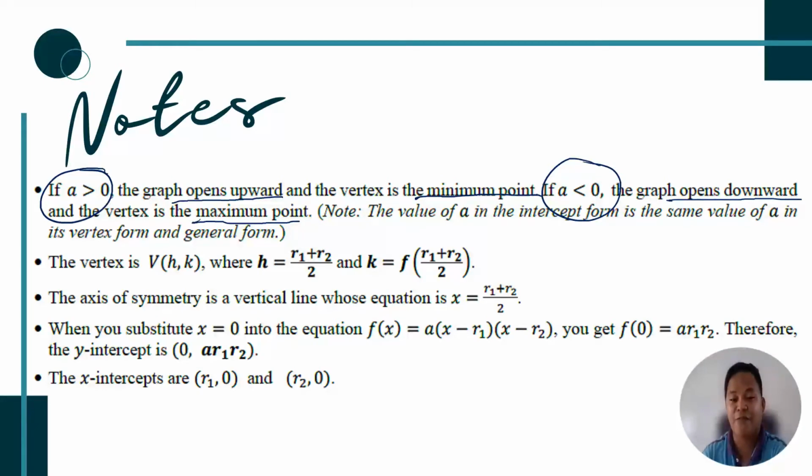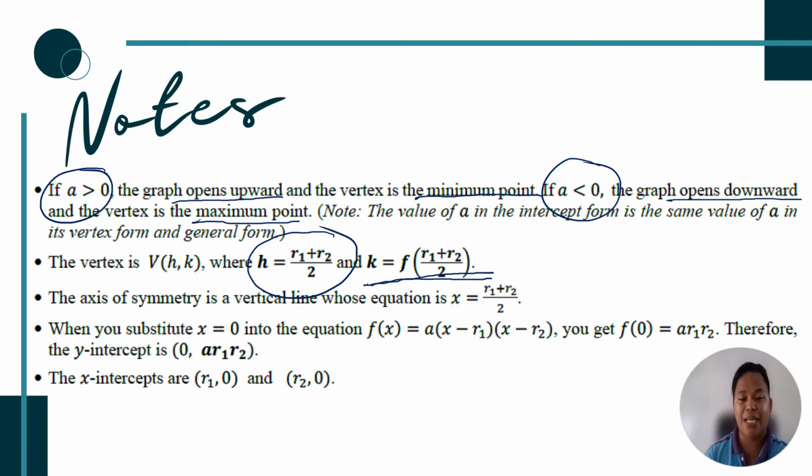Note that the value of a in the intercept form is the same value of a in its vertex form and general form. The vertex is at coordinates h, k, where h is equal to r sub 1 plus r sub 2, all over 2. And k is equal to f of h, or f of r sub 1 plus r sub 2, all over 2.